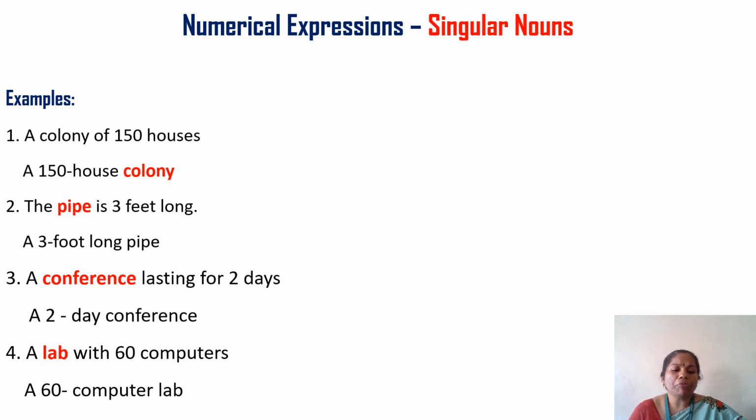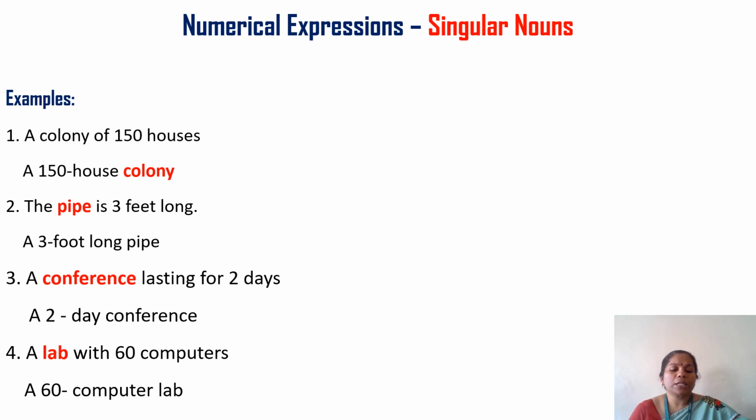The pipe is 3 feet long. 3 is the number. Then pipe is the noun we talk about. Feet is the plural form of the unit. The singular form of this unit is foot. So, 3-foot long pipe. This long pipe is a compound word. 3 is a number that is indicating a consonant sound. That is why it is preceded by the article a.